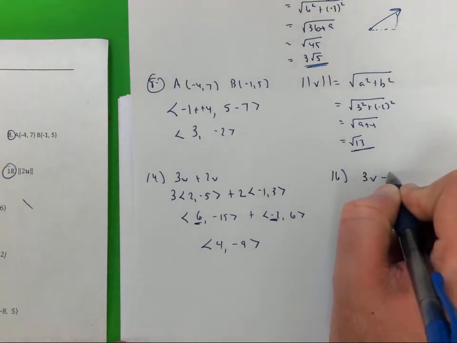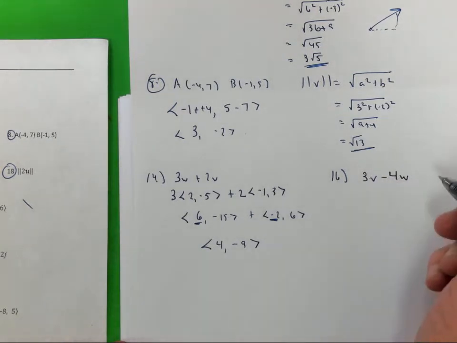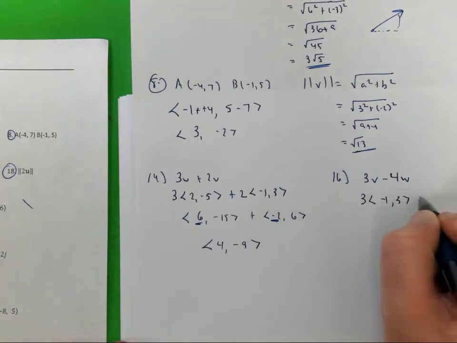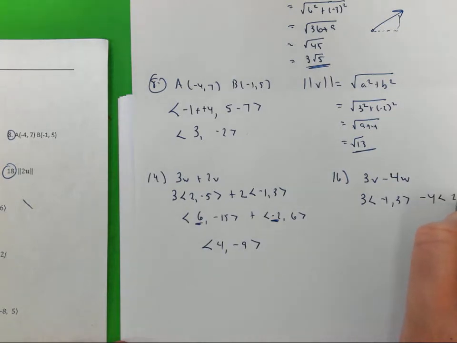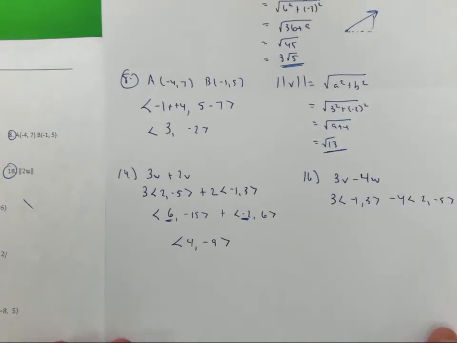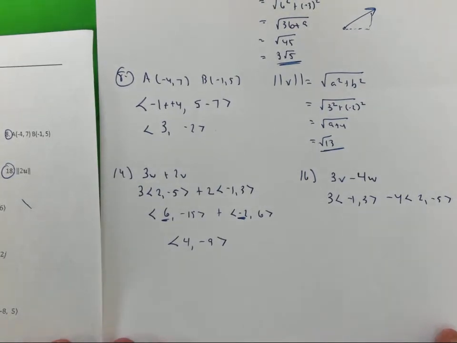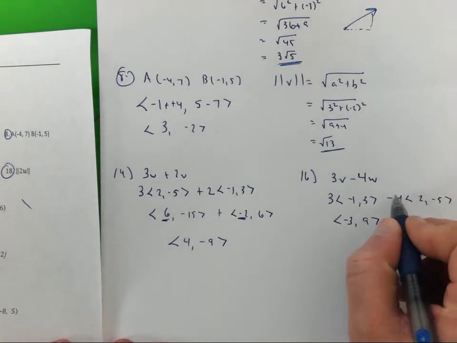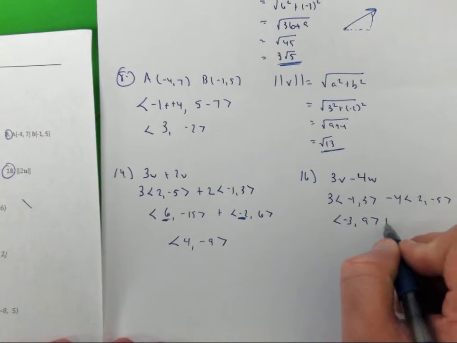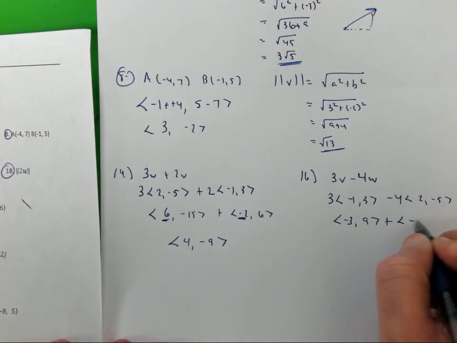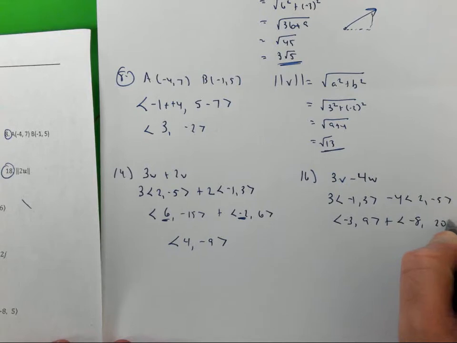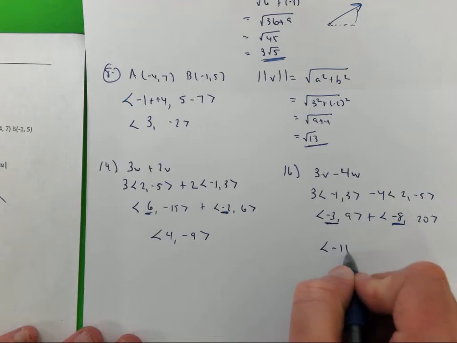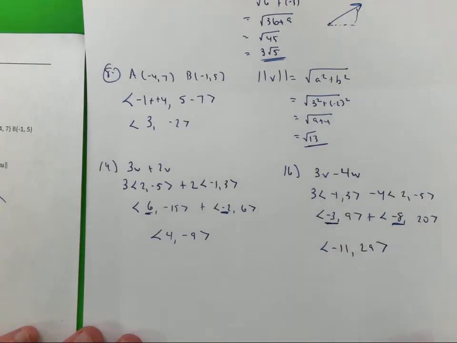Number 16, 3 times vector v minus 4 times vector w. 3 times v, which is negative 1, 3, minus 4 times vector w, which is 2, negative 5. Distribute. That gives me a negative 3. That gives me a 9. Distribute the negative 4. Now, if I'm going to distribute by this negative 4, that negative goes with it, so I'm just saying negative 4 times 2 is negative 8. Negative 4 times 5 is 20. Add the corresponding parts. That gives me negative 11. That gives me 29.